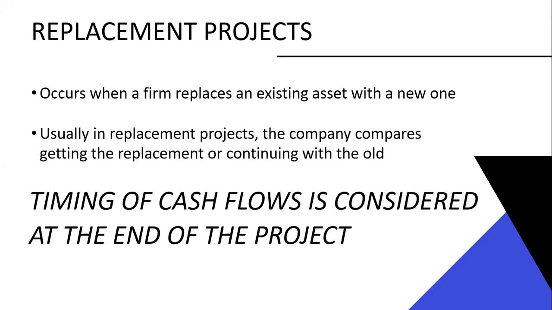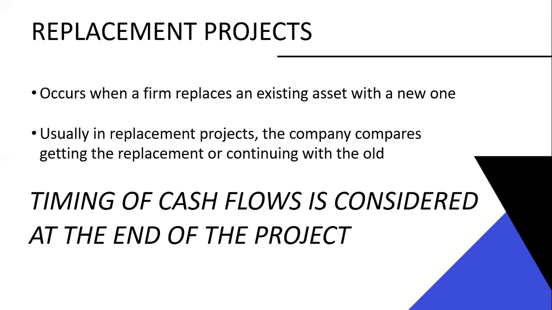Okay, also, I want to talk to you a little bit about replacement projects. Replacement projects occur when a firm replaces an existing asset with a new one. And usually in replacement projects, companies compare getting the replacement to continuing with the old. So generally speaking, if there is a big part of your factory that you're thinking of completely replacing and renewing with new factory machinery, well, there are 2 options. If you replace it, that's one option. And if you continue with the old, that's the other option. So you're looking at what would happen if you replace it versus if you continued with the old.